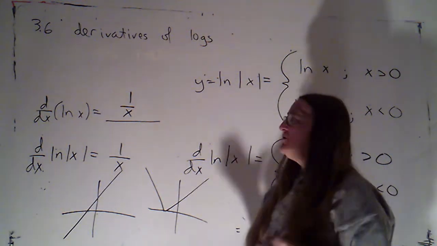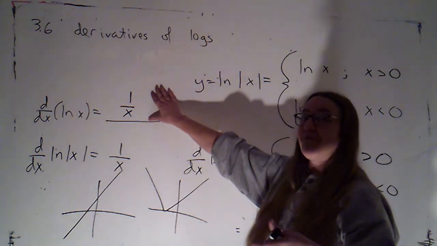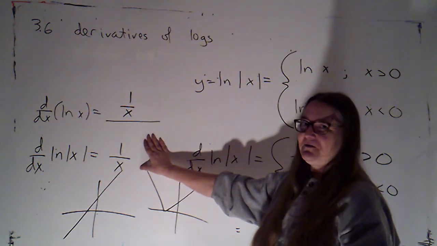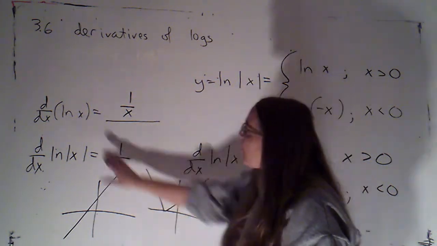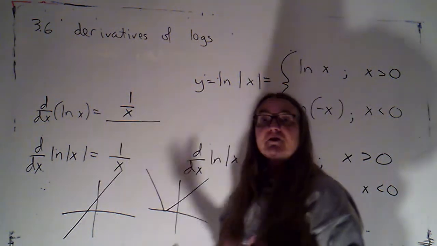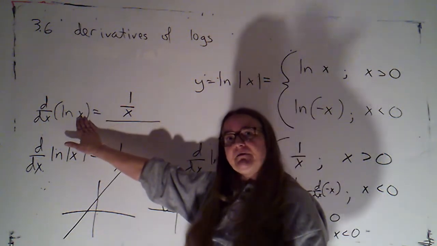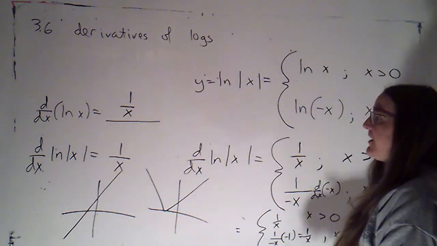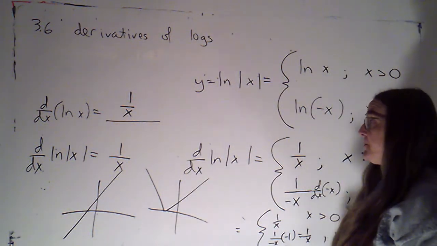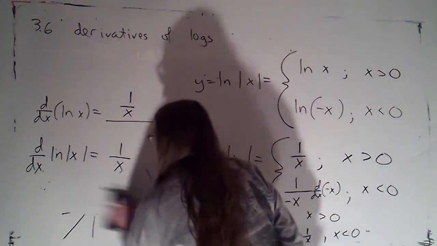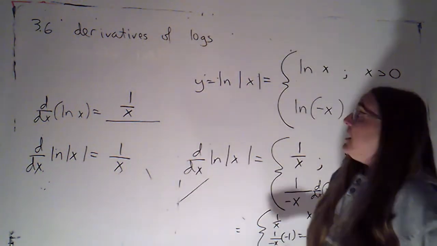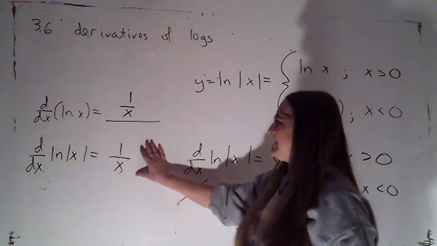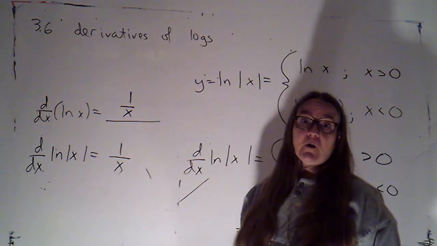What it does is it moves from this function only defined for positive values to this function also defined for negative values. So the domain of this function and the domain of this function are different. Natural log of x is only defined for positive numbers. Natural log of the absolute value of x is defined for any non-zero number. The formulas for their derivatives are the same, but I'm only going to use this formula if I can use this function, if x is positive, whereas here x can be either positive or negative.